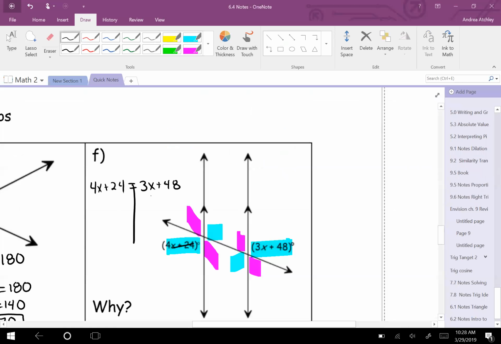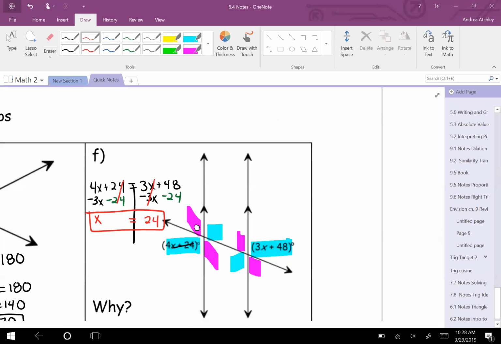So then I'm going to put a line down the center and subtract the 3x, moving my variables to one side. Then I'm going to move my numbers to the other side. 4x minus 3x is just x. 24 minus 24 is 0. 3x minus 3x is 0, and 48 minus 24 is 24. So x equals 24.